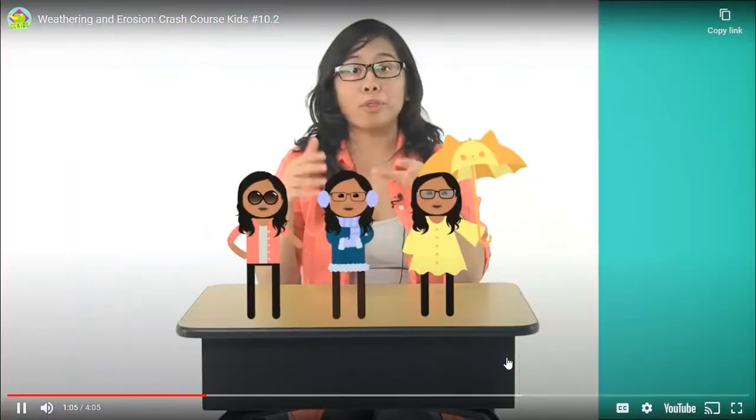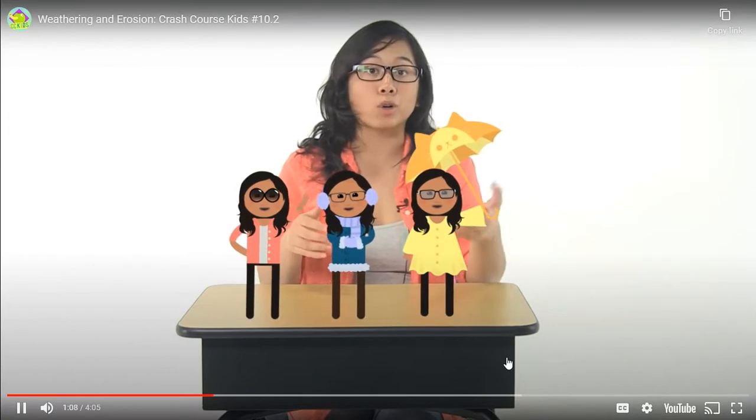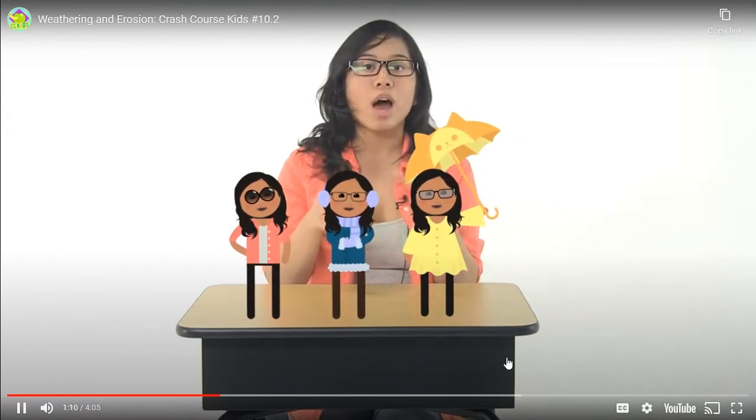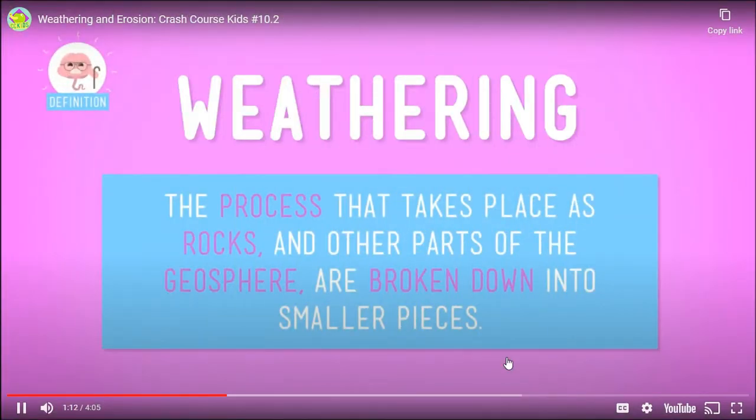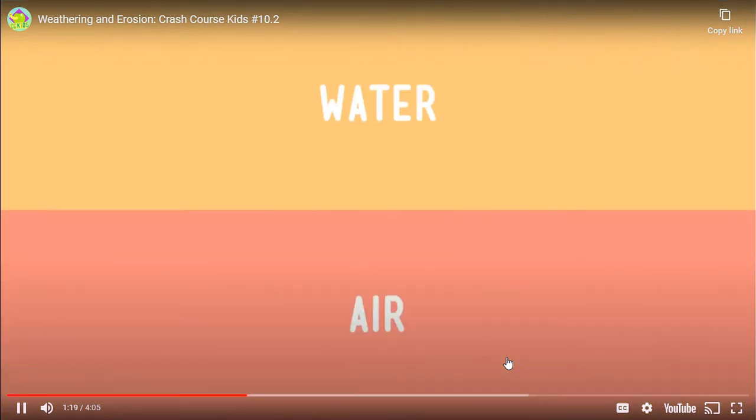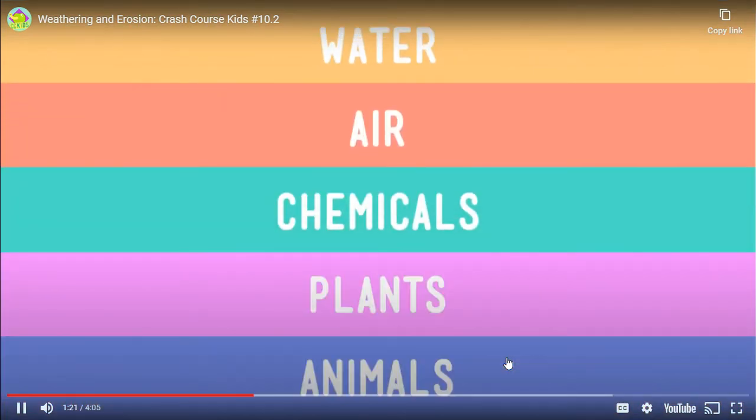To understand that, we need to discuss weathering. I'm not talking about the weather, like if it happens to be sunny or cold or foggy outside your window right now. I'm talking about weathering, the process that takes place as rocks and other parts of the geosphere are broken down into smaller pieces. Weathering can be caused by water, air, chemicals, plants, or even animals, including us.